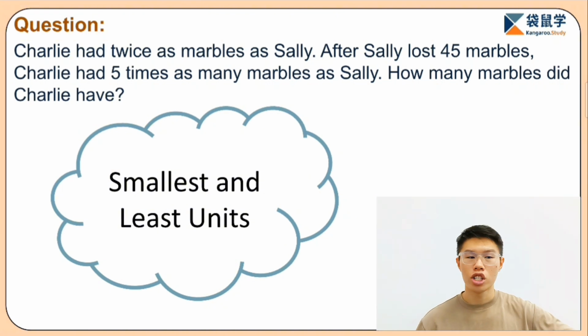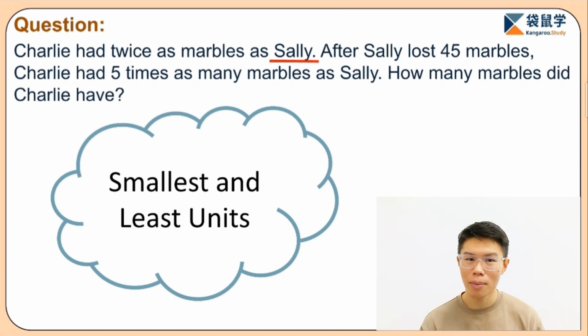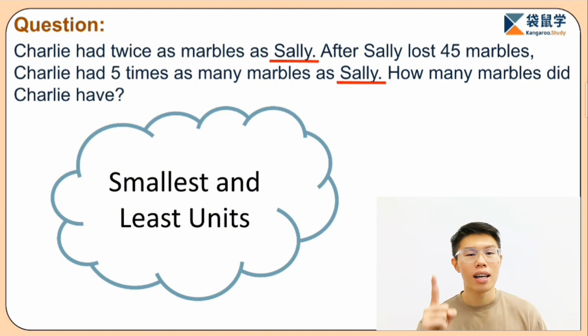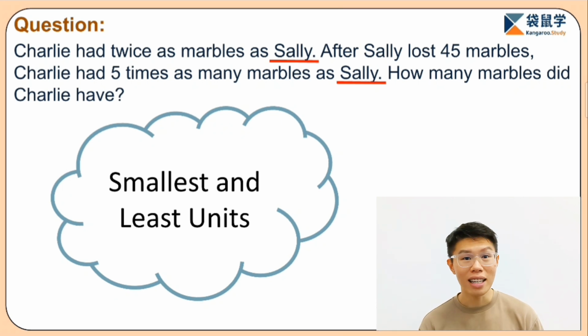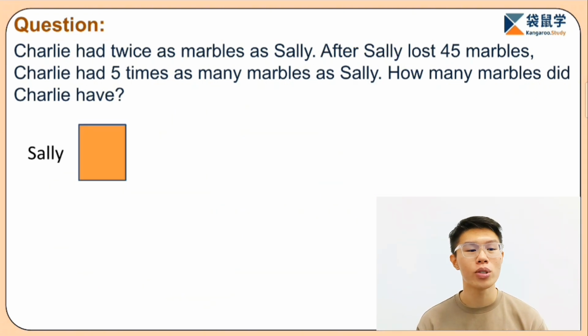Let's compare Charlie and Sally. Who has less units of marbles? In the beginning, we can see Sally has less marbles, and also after, Sally has less marbles. In which situation does Sally have the least marbles? It is the after situation. So let's start with Sally in the after situation.